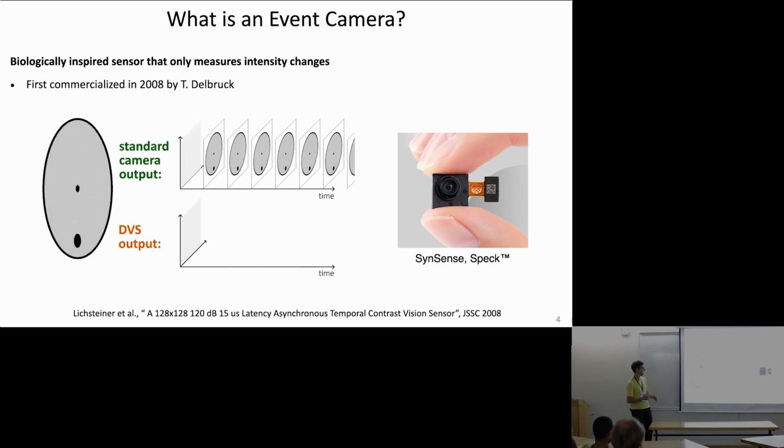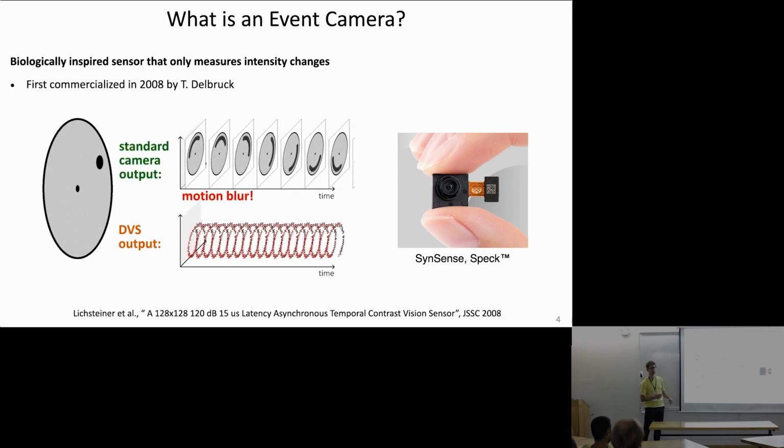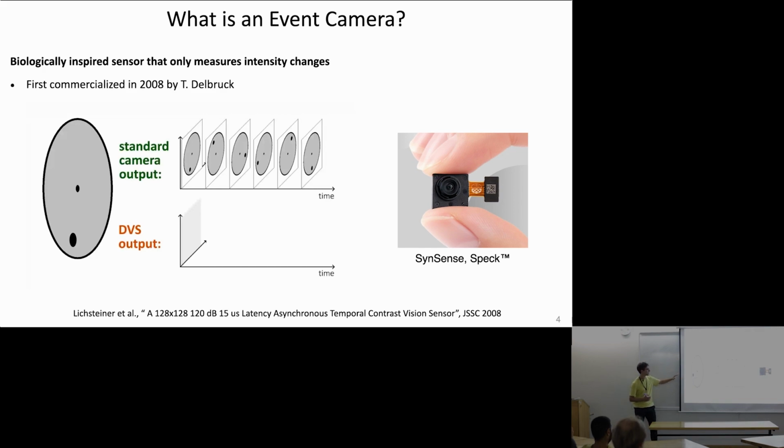And also, because we only see changes, we don't have an exposure time, we can actually also capture high-speed motion. We still see the high fidelity of the data structure in the bottom, whereas the standard camera's images are motion blurred. Here on the right, you see a company which produces these event cameras, Spec, which are very small. You can hold them on the tip of your finger.